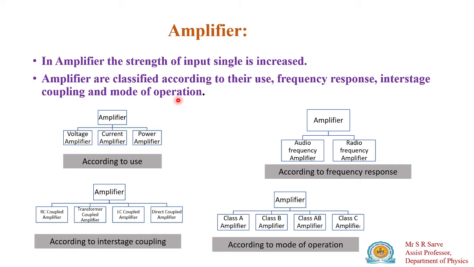Okay, generally we use the common emitter amplifier, the CE amplifier. These amplifiers are classified according to their use, according to their frequency response, according to the interstage coupling, and according to the mode of operation. So that means it is classified according to use.